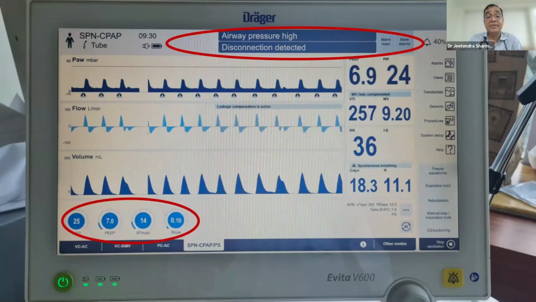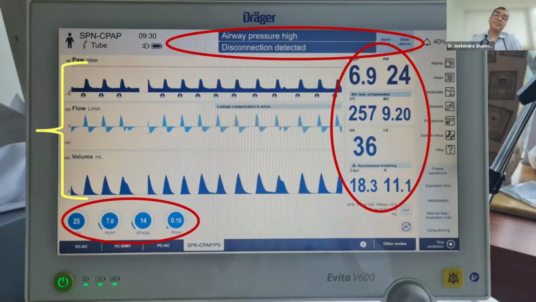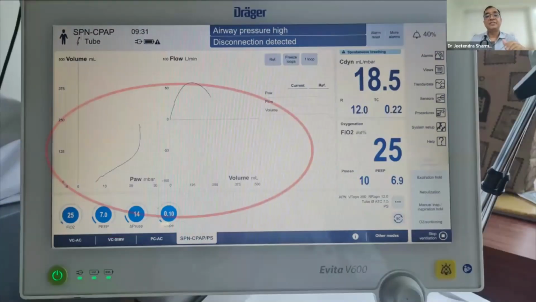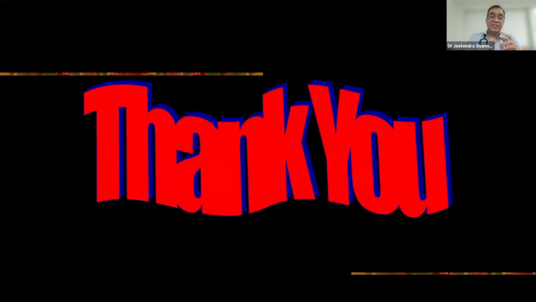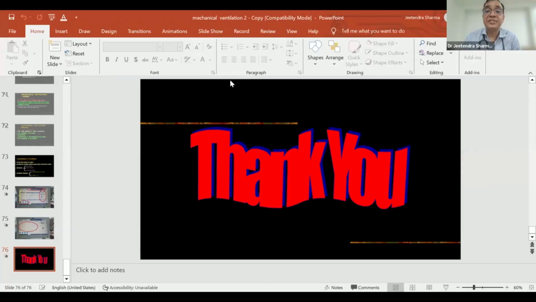These are the set numbers I talked about. These are the monitored numbers, along with certain alarms also. And this is the graphics. So three things, again repeating: upper panel, numbers, graphics. In graphics, again, there are three graphs and two loops. With this, I end the lecture, and we have almost reached our time. Thank you everybody for your patience in learning.